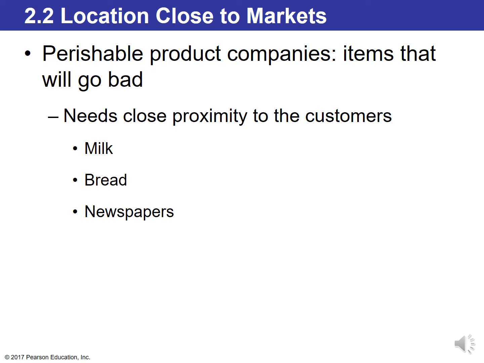Newspapers is an interesting example because it's not food that can go bad, it's information that goes bad. Newspaper publishers want to be near large populations so that people can have newspapers as soon as they come out. People demand that their newspaper be ready right after printing because the information, 1 or 2 days from now, goes bad and people won't be able to buy it.